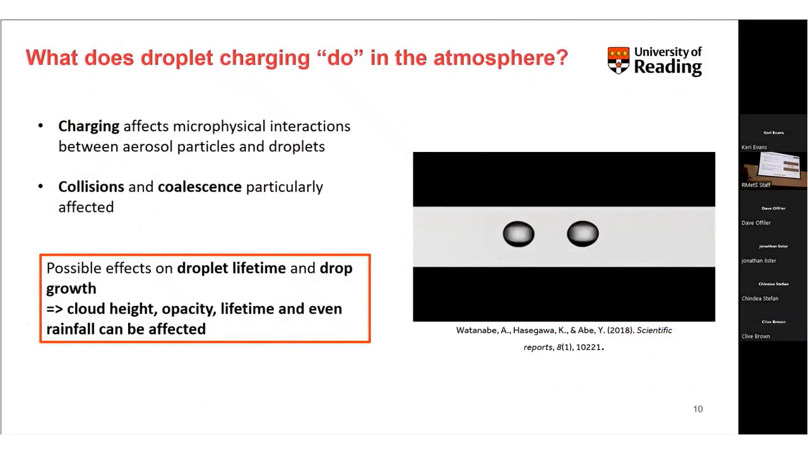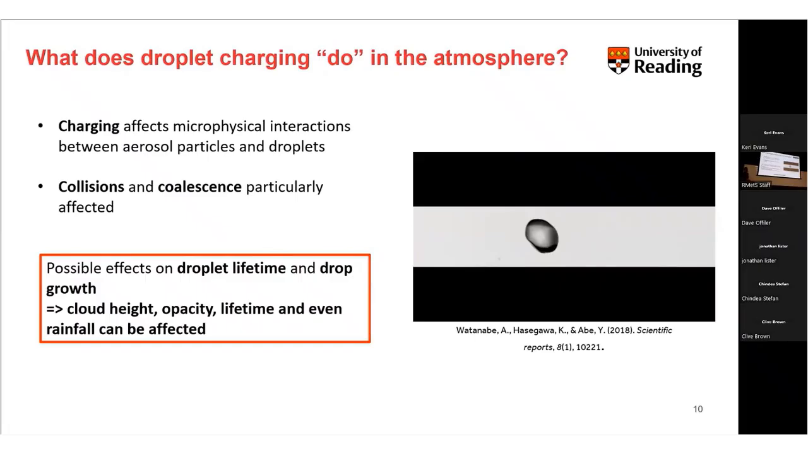So our theory predicts that cloud edges are charged and that the charge should be transferred to the cloud droplets. So what does this charging of droplets do? Well, we'll discuss this in a bit more detail shortly, but basically it affects the microphysical interactions between aerosol particles and droplets. And collisions and coalescence, which is something that's particularly important in clouds, is affected by charge. So this means that things like the lifetime of the droplets, how long they last, and how they grow can be affected by charge.